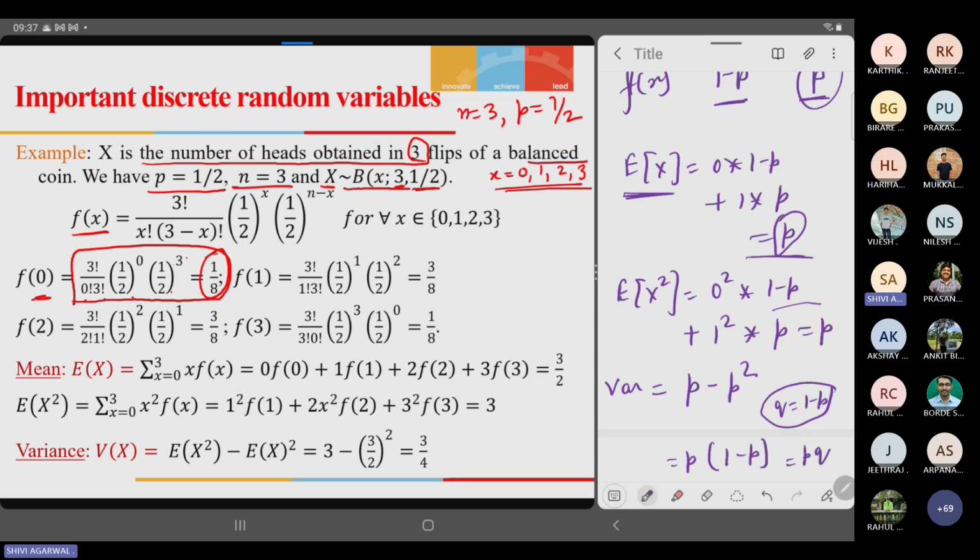F of 1 is small x. I'm not audible? Mr. Malay, am I not audible?